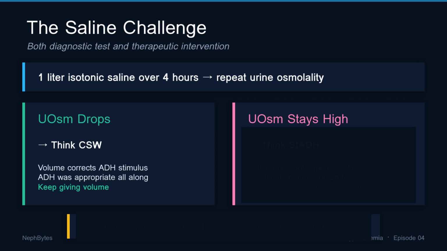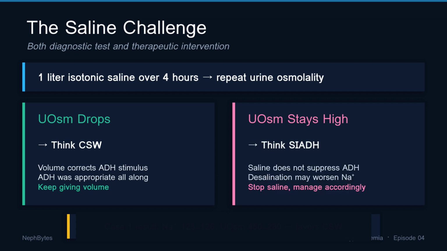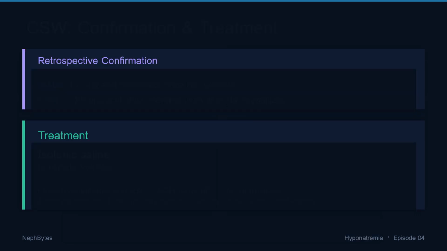In SIADH, saline does not suppress the inappropriate ADH. The urine stays concentrated, and through desalination, the sodium may actually worsen. The drop in urine osmolality after the saline challenge favors CSW. It tells you the ADH was appropriate all along, appropriately responding to volume depletion, and that as you restore volume, the system normalizes. One more distinguishing feature worth filing away, though it's retrospective rather than acute.